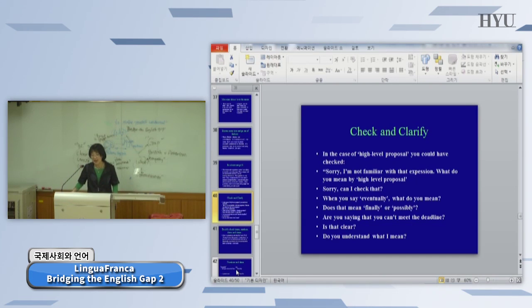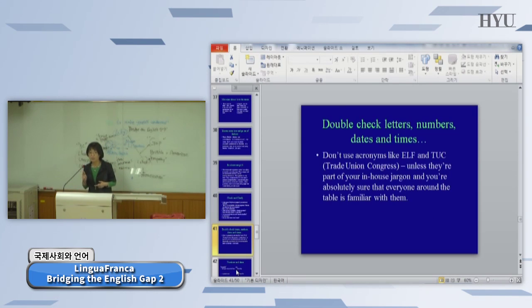So in the case of a high-level proposal, you could have checked. Sorry, I'm not familiar with that expression. What do you mean by high-level proposal? You should have asked, sorry, can I check that? Or when you say eventually, what do you mean? Does that mean finally or possibly? Or are you saying that you can't meet the deadline? Is that clear? Do you understand what I mean? So these are the expressions. We should keep asking questions if we don't understand.